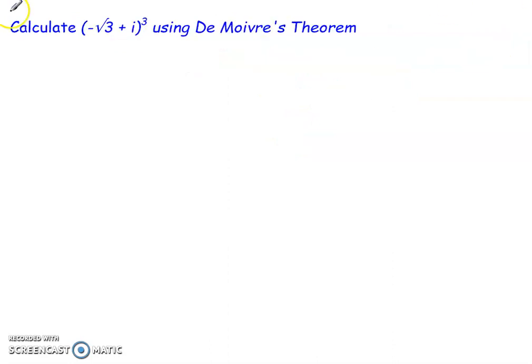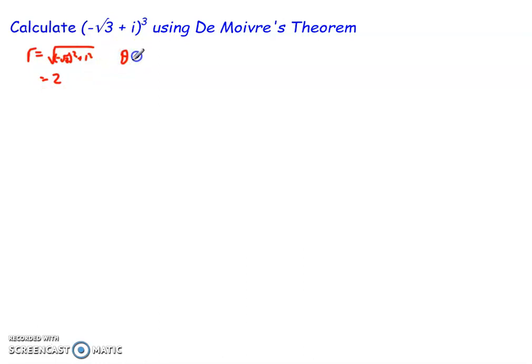Second question, I want you to calculate negative root 3 plus i to the power of 3 using De Moivre's theorem. Now this one, we have to write it in polar form first. Then we do our z to the power of 3. So first one I want is r. Now we know that r is equal to the square root of this squared plus the coefficient of the i squared. So it's the square root of negative root 3 squared plus 1 squared. Well, negative root 3 squared is 3, 1 squared is 1, so it's the square root of 3 plus 1, square root of 4, it's 2.